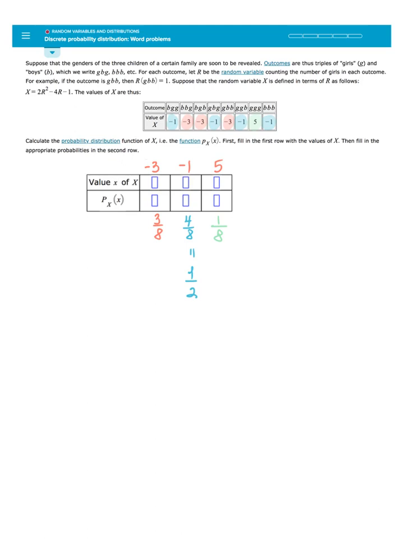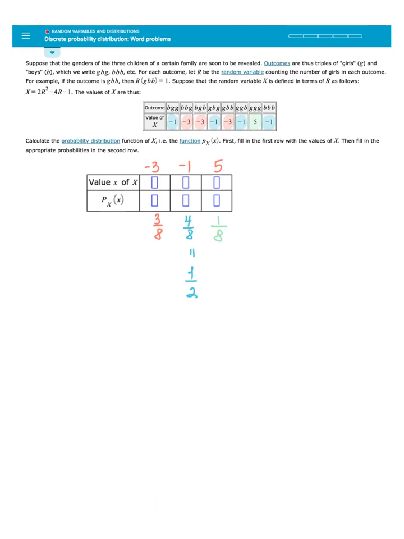In this example, we will learn how to complete a probability distribution. Suppose that the genders of the 3 children of a certain family are soon to be revealed. Outcomes are thus triples of girls G and boys B, which we write as GBG, BBB, and so on.